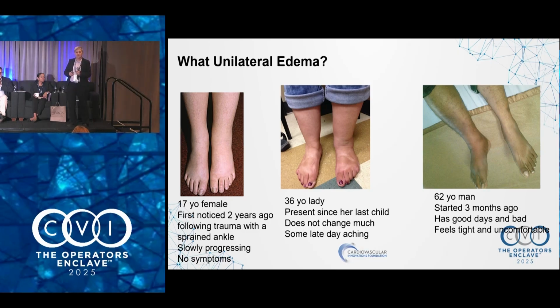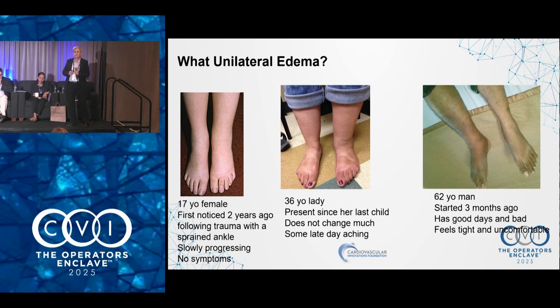So the first case is a 17-year-old lady. You can see that she's got left leg swelling. This was first noted about 2 years ago, and it followed relatively minor trauma with a sprained ankle. She's a gymnast. It's slowly progressing, no symptoms, but it has not gotten better in those 2 years. The next lady in the middle is a 36-year-old lady. She's had left lower extremity swelling since her last child. It doesn't change much through the day. It's pretty fixed. She may have some late-day aching. She doesn't really wear compression. She just notices that the leg is a problem.